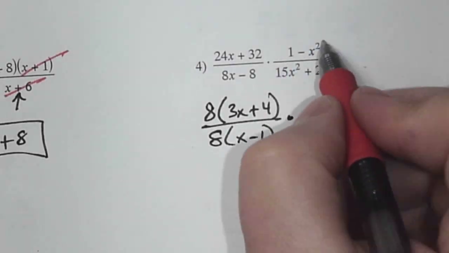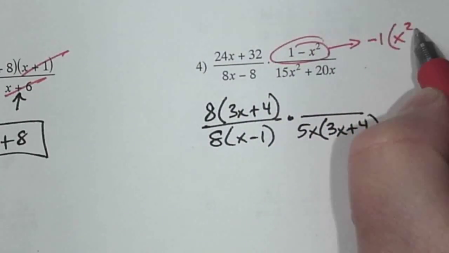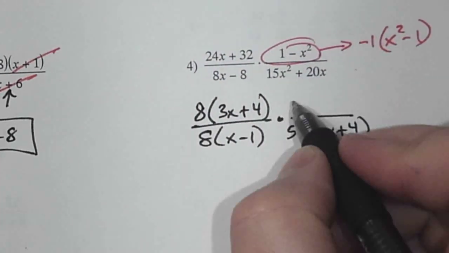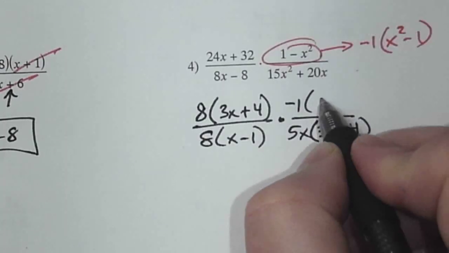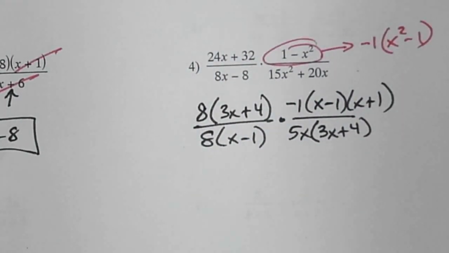Up here, now this is a funky one right here. We're going to factor out a negative 1 to make it x squared minus 1. Okay, because it's flipped around. And then x minus 1, x plus 1. Difference of squares. But when it's flipped, we got to factor it around.